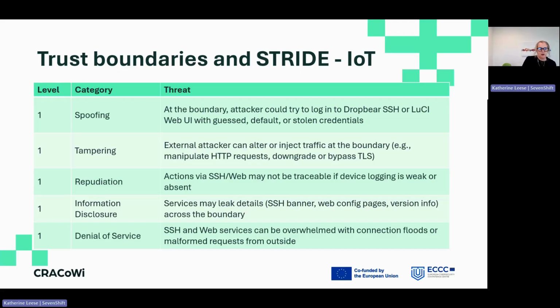So when we have these flows identified with our trust boundaries, we can take STRIDE once again and try and apply it at this more detailed level. As you see with spoofing, we're talking specifically about the services that might be being spoofed, right? That we're actually trying to log into the Dropbear SSH service with guests, with stolen credentials, or with a brute force attack. With tampering, we're talking about manipulating HTTP requests. With repudiation, we're talking about logging in the context of specific services, and here we've got SSH and web.